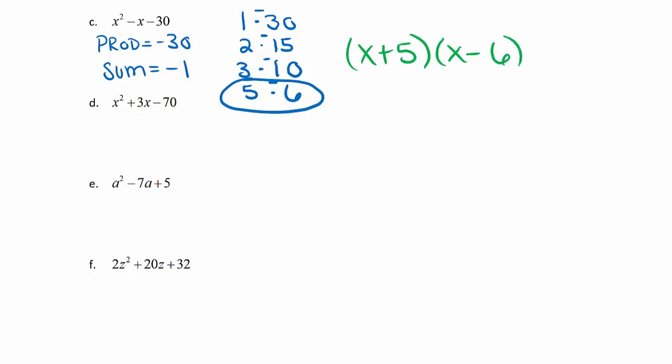Now the order you'd write your factors in doesn't matter. If you had written on your paper x minus 6 and x plus 5, that would be equally correct. The order of multiplication doesn't matter, so the order you put your factors in doesn't matter either.